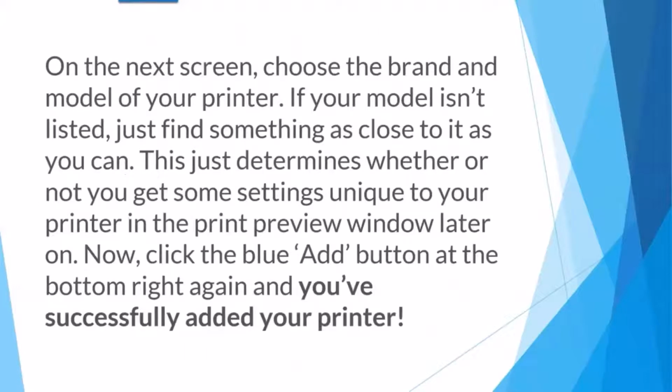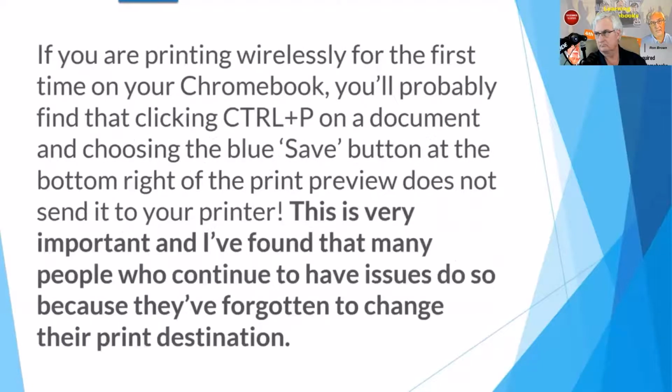On the next screen, choose the brand and model of your printer. If your model isn't listed, just find something as close to it as you can. This just determines whether or not you get some settings unique to your printer in the print preview window later on. Now, click the blue Add button at the bottom right again, and you've successfully added your printer.